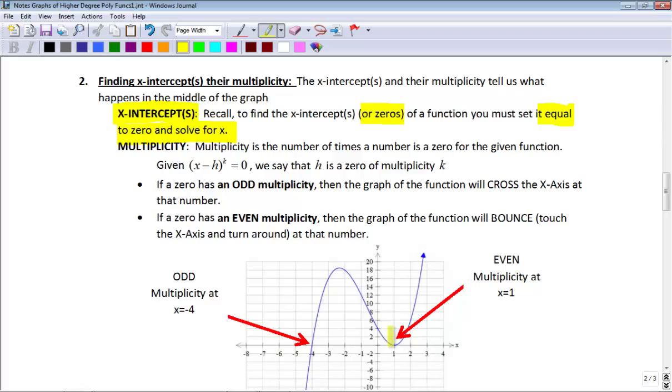Well, x-intercepts we're at least used to finding, right? You set the function equal to 0, you solve. How do you do that? You're probably going to have to factor, use the quadratic formula, lots of different other ways, but we're going to be using those things that we learned back in the previous sections.